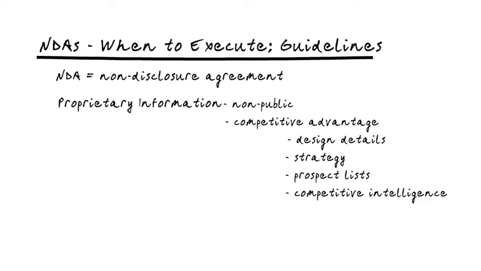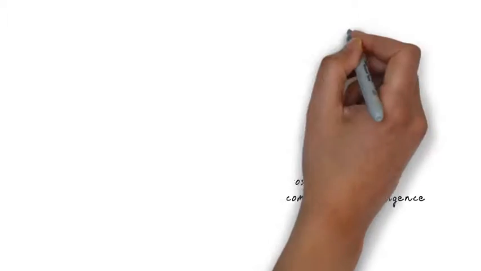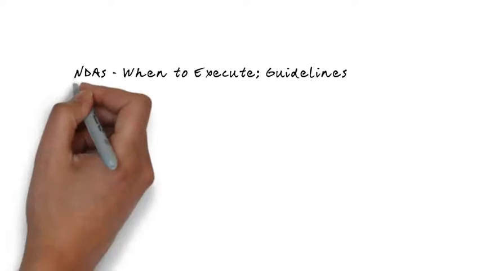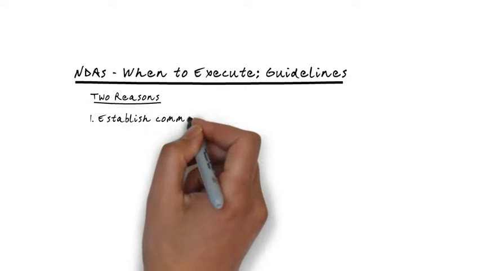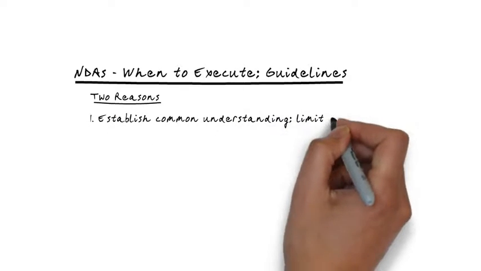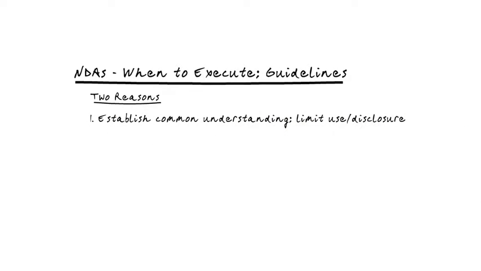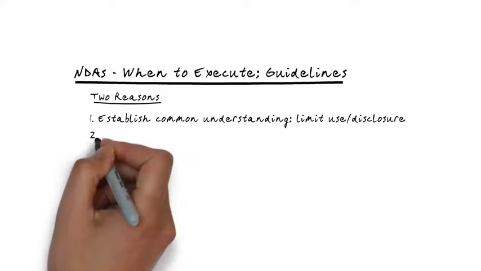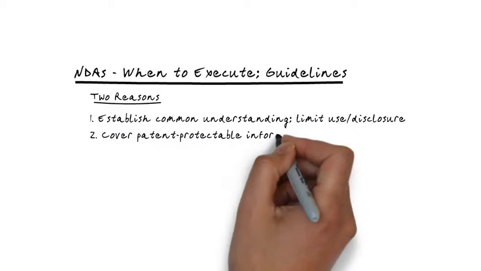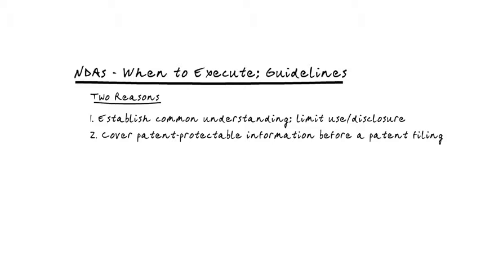Typically, you would only share such information when you need help from others outside of your company to achieve your goals. There are two reasons to execute an NDA. Number one, to establish a common understanding of the proprietary nature of the information and limit its use or disclosure. And number two, to cover potentially patent protectable information before you file a patent.